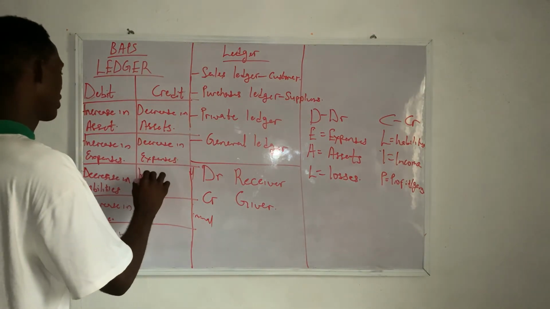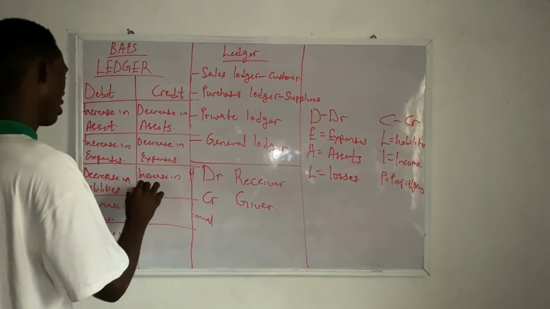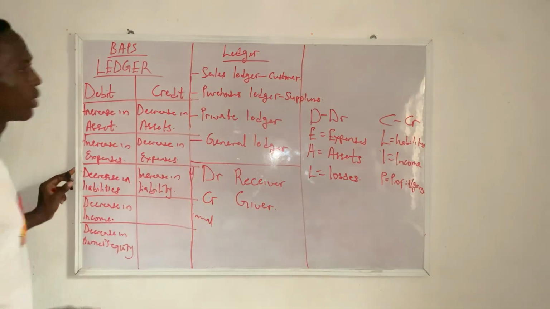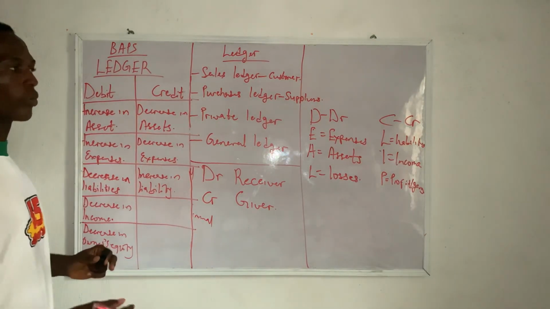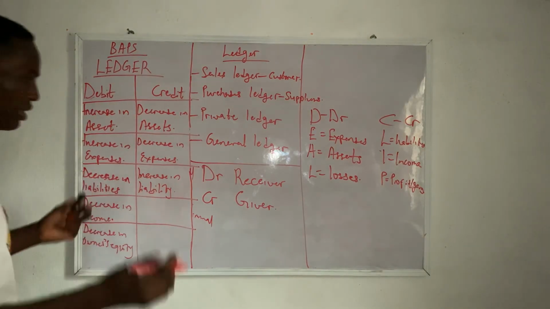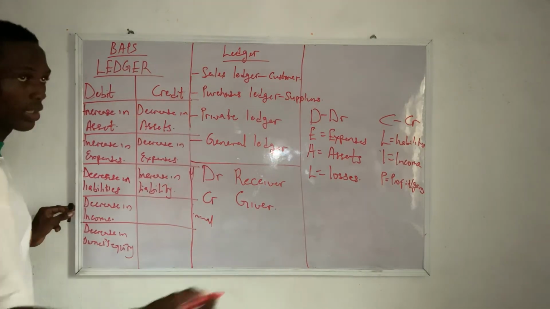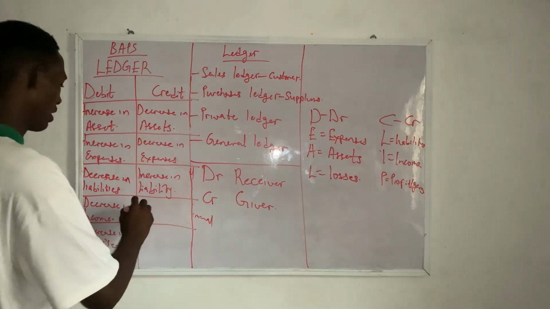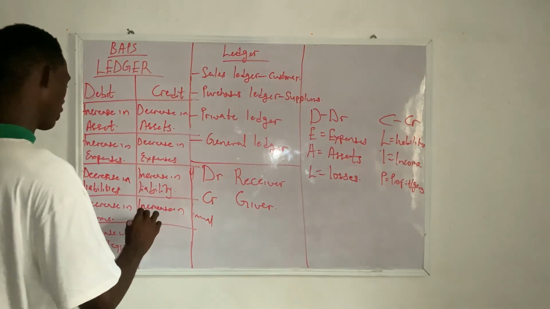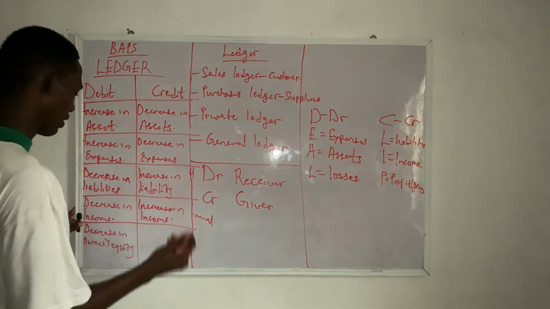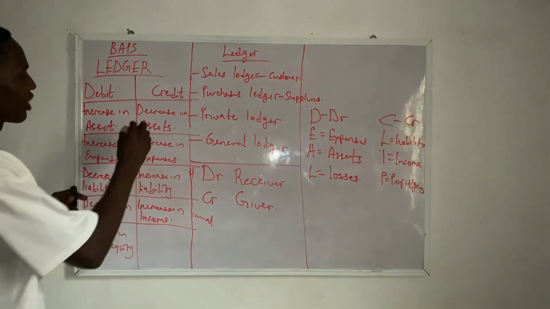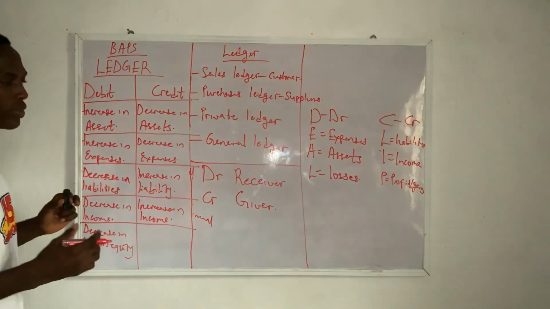Then when there's an increase in your liability, you credit it as well. For example, when you purchase goods or when you buy more goods from your suppliers on credit, it will increase your liability, your payables. You understand? So it will be on the credit side. Then when there's an increase in income, yeah, you credit it.